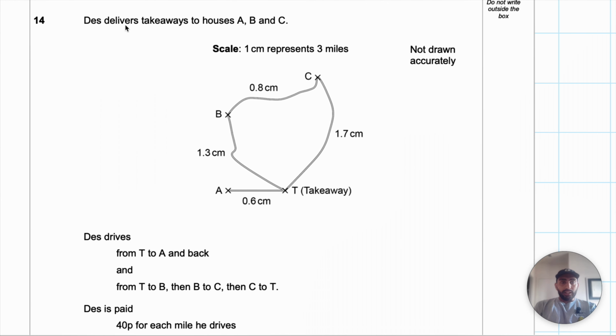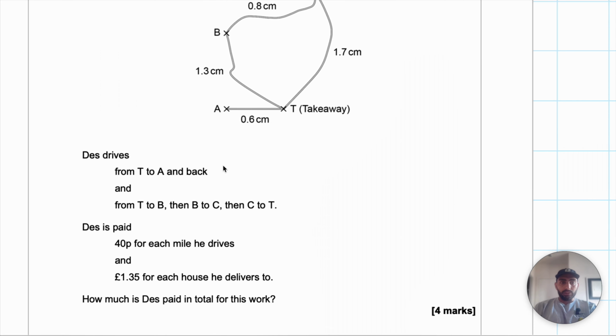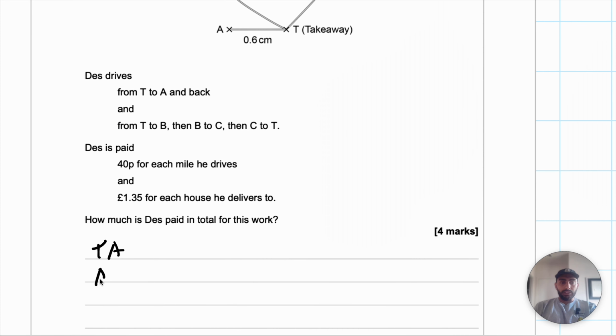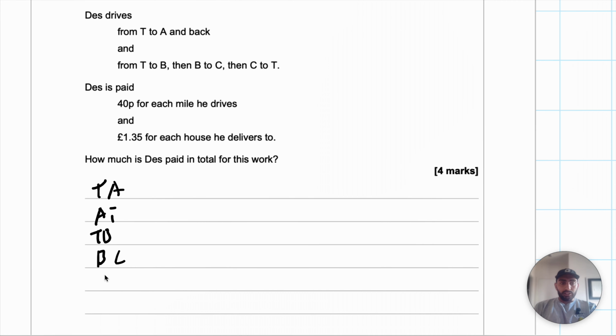Question 14. Des delivers takeaways to houses A, B, and C. And we've got this diagram here that represents what he's doing. Des drives from T to A and back. So he's going T to A, and then he's going A to T, and then from T to B, and B to C, and then C to T. So these are all of the journeys that he's going on.